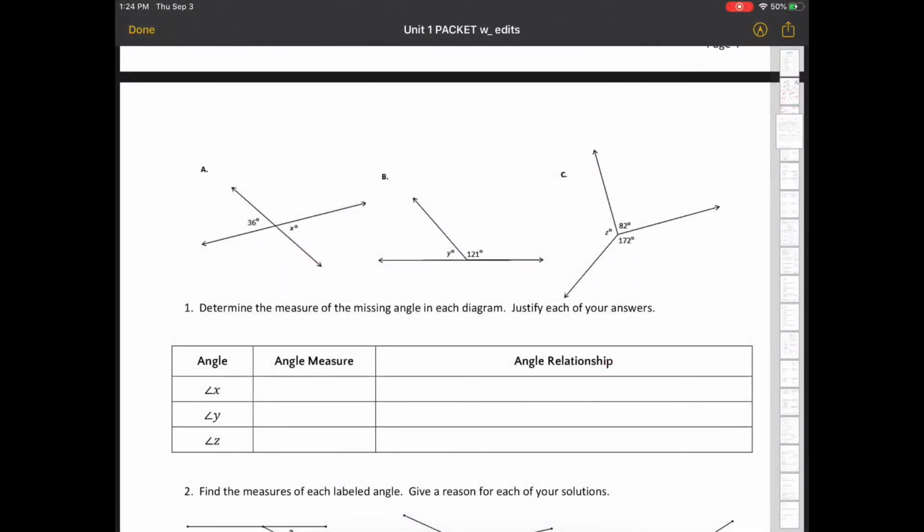Now we're presented with some practice problems based off of identifying the angle definitions we just spoke about. So if you want to practice these, go ahead and pause the video, and when you're ready to go over them, you could go ahead and restart it.